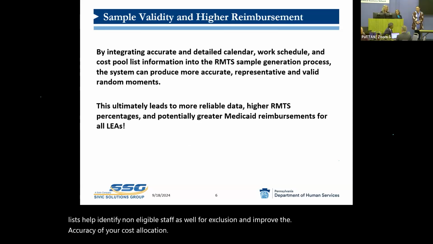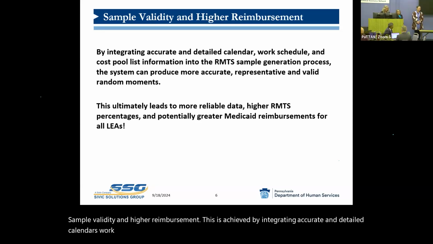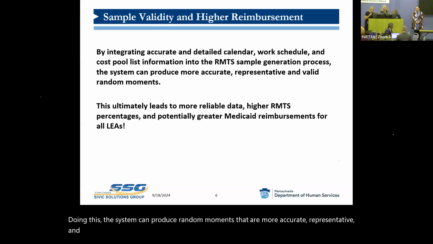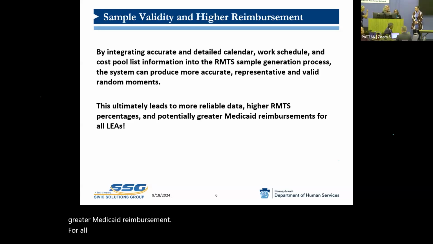Sample validity and higher reimbursement. This is achieved by integrating accurate and detailed calendars, work schedules, and cost pool lists information into the RMTS sample generation process. Doing this, the system can produce random moments that are more accurate, representative, and valid. This ultimately leads to more reliable data, a higher RMTS percentage, and potentially greater Medicaid reimbursements for all LEAs. As you know, all LEAs do share a common RMTS percentage.